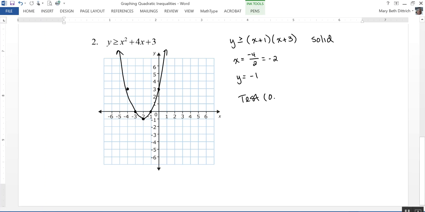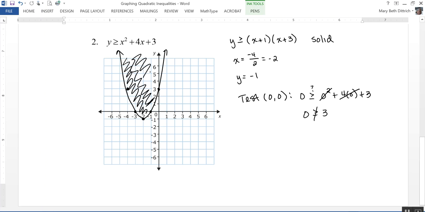Since the graph does not go through (0, 0), let's go ahead and test 0. So is 0 greater than or equal to 0 squared plus 4 times 0 plus 3? Well, that's 0, that's 0. Is 0 greater than or equal to 3? It is not, so the region that contains (0, 0) does not get shaded. So yes, inside the parabola here gets shaded, and any point inside of there works. For example, the point (-2, 2) is a solution and a point that would work in this inequality.